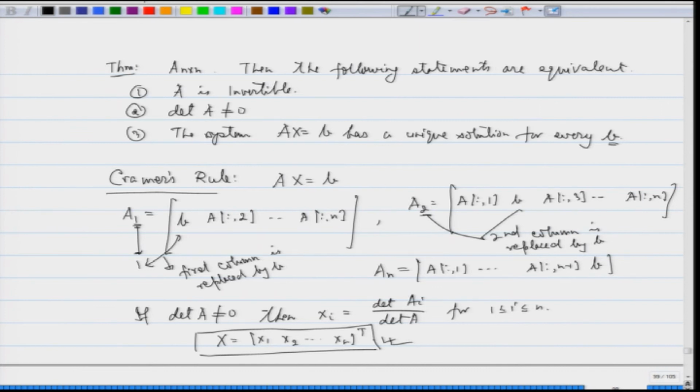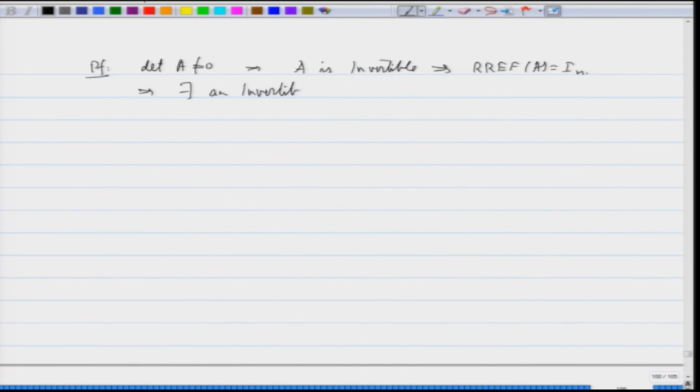Let us try to understand Cramer's rule now, fine. So, proof. Now, we have been given that determinant of A is not 0, which implies A is invertible, which implies the RREF of A is identity, which implies there exists an invertible matrix P such that PA is identity.